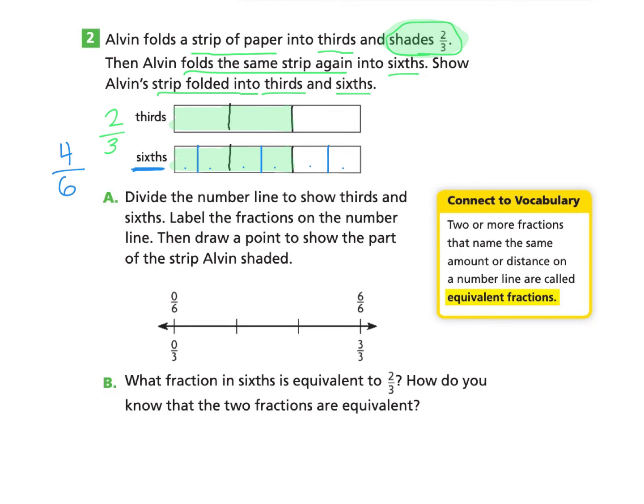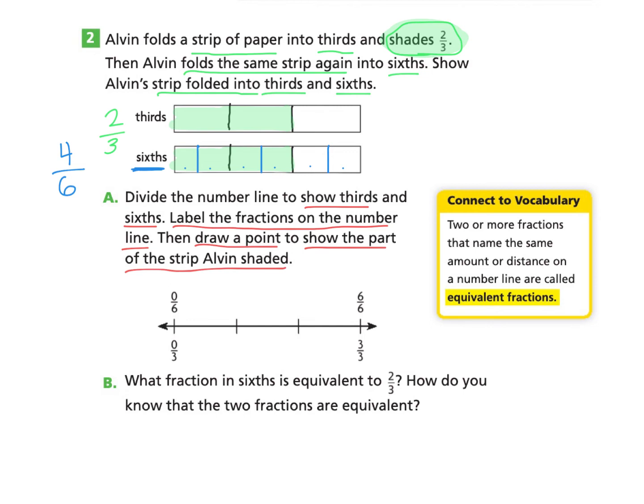Let's take a look at part A. Divide the number line to show thirds and sixths. Label the fractions on the number line. Then draw a point to show the part of the strip Alvin shaded. Okay, that's a lot of directions. Let's start with the first part.